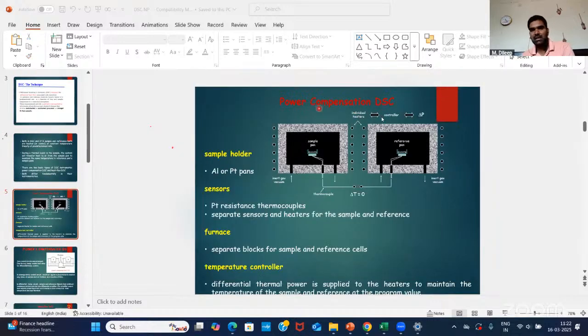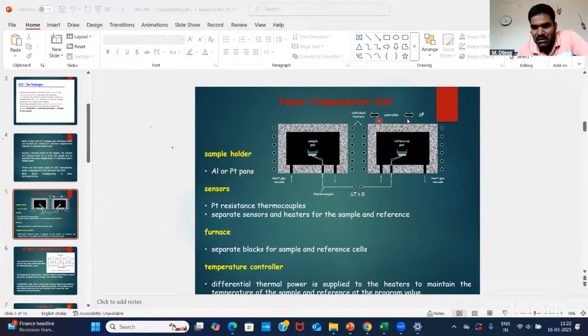So, power compensation DSC. This is the power compensation DSC. Here you can observe, this is the sample pan and this is the reference pan, and both are connected to a thermocouple. The temperature change between the reference and sample pan is zero. The change in temperature, delta T, is taken as zero. These are the individual heaters for the sample pan and the reference pan.